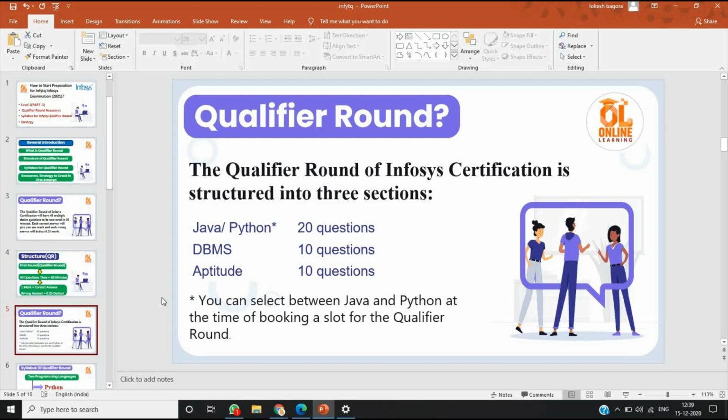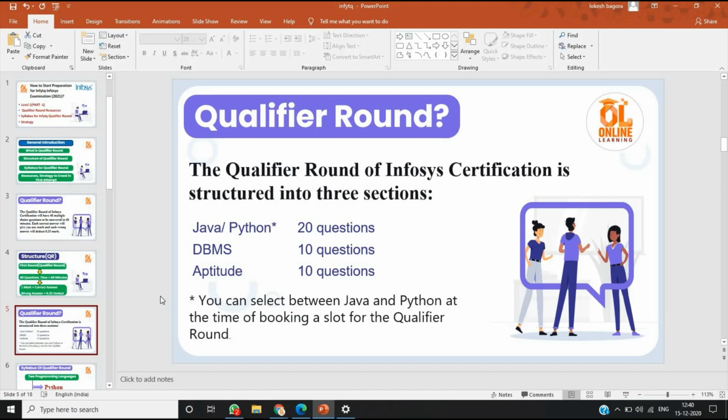So first register, and whenever slots come for your batch, a mail is sent by Infosys to your email that you can register for the Infosys certification. Friends, when filling the form or selecting slots, you need to select one programming language, either Java or Python, because two languages are present in the Infosys certification exam. So you need to choose any one of them. Please be aware that you choose one programming language and confirm your selection, because after selection you cannot change it again. So please be sure before selecting any programming language.